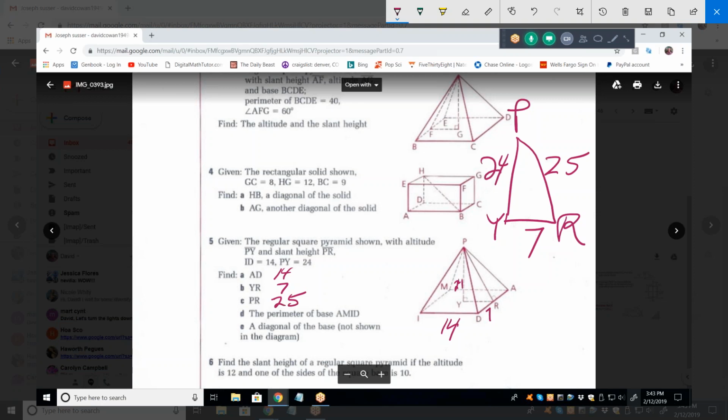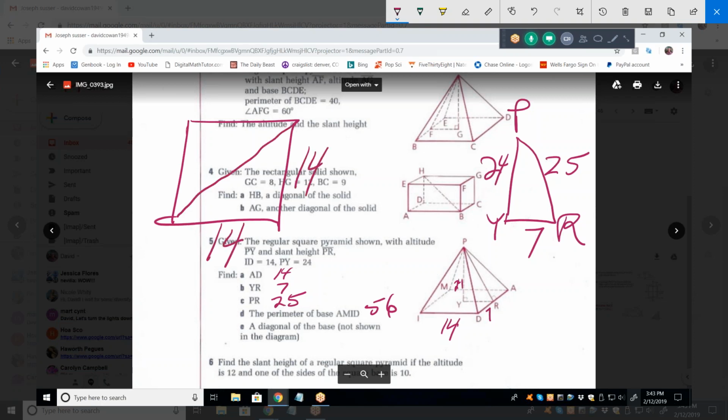The perimeter of the base is what? 56. The diagonal of the base, not shown. Well, we have a square base that's 14 by 14. You want that diagonal. What's that diagonal going to be? It's going to be 19.8. Never give it as a decimal unless they specifically ask. So it would be, as a radical, what is it? 1 second.